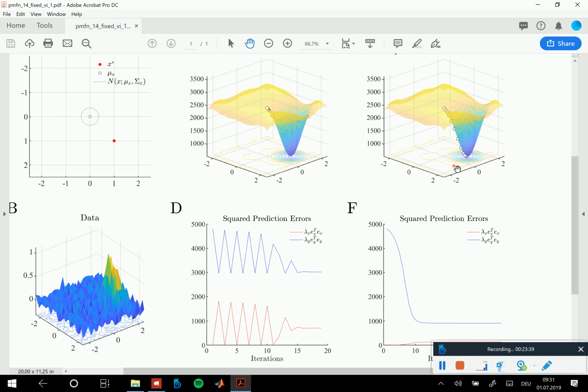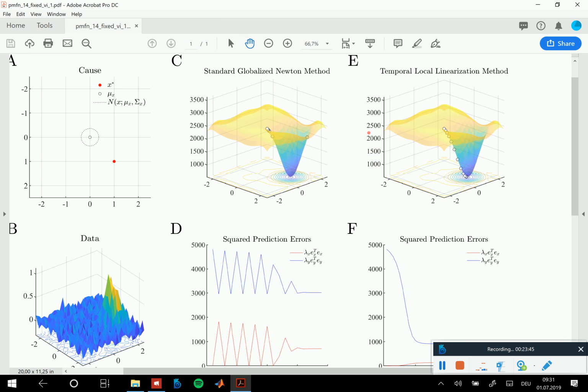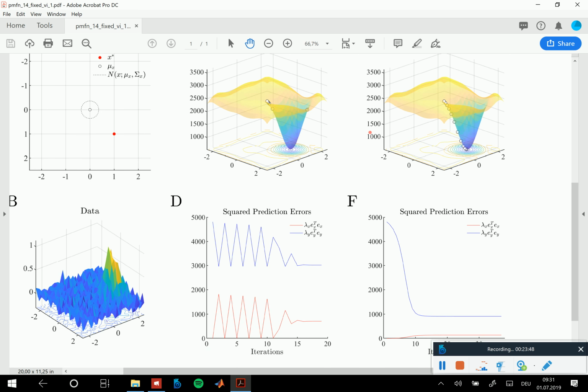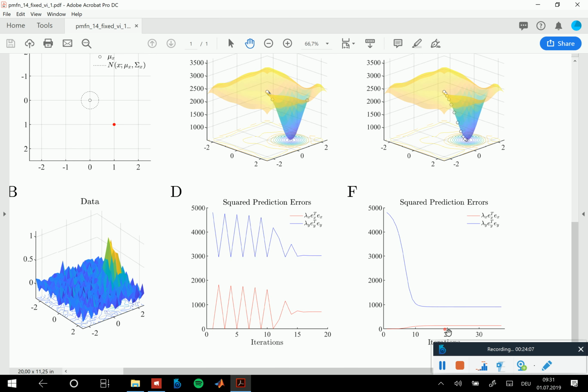This is a little bit easier to see if one uses this temporal local linearization method that is used, for example, in DCM. So here things are a little bit smoother. So here, essentially, the variational expectation parameter, which is of course a 2D thing because it wants to estimate this 2D vector, enters the well. The prediction errors go down. Interestingly, the prediction errors at the higher level, so the deviation between the variational expectation parameter and the prior expectation parameter, they increase.